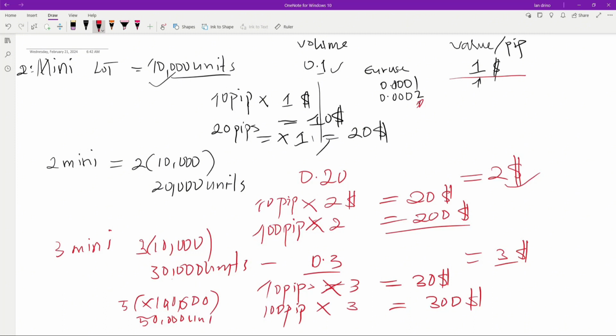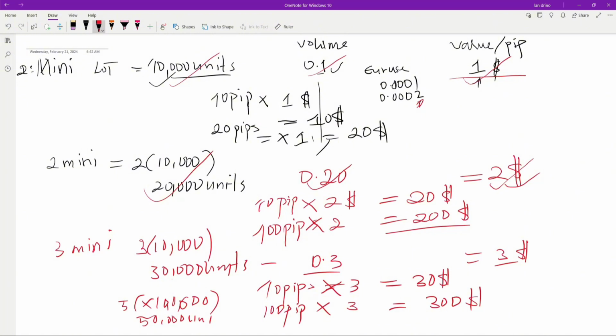So 1 mini lot is equivalent to 10,000 units of currency, and you are controlling a volume of 0.10, and the value per pip is $1. 2 minis is 2 times 1 mini, which is 2 times 10,000, which is 20,000 units of currency. And the trading volume is 2 times the volume for 1 mini, which is 0.20, okay? The value per pip is going to be $2.